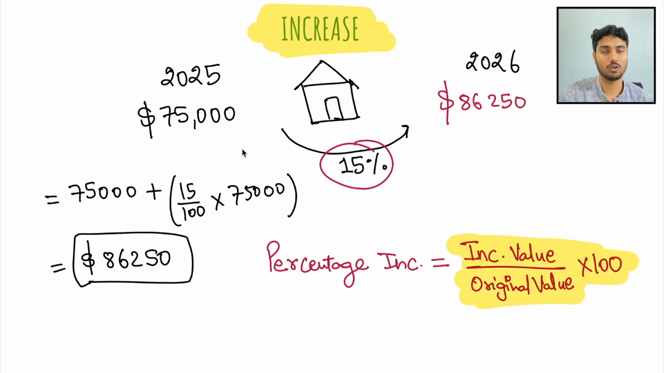Now we have already framed the question here. Consider this as the initial value, this as the final value. You'll get to know the difference, and that will be your increase value. Try to calculate the percentage increase. It should definitely come out as 15%. So with this, now we move on to percentage decrease.